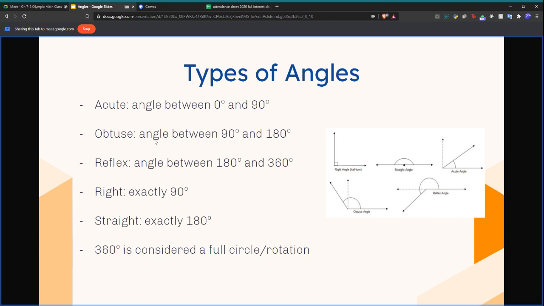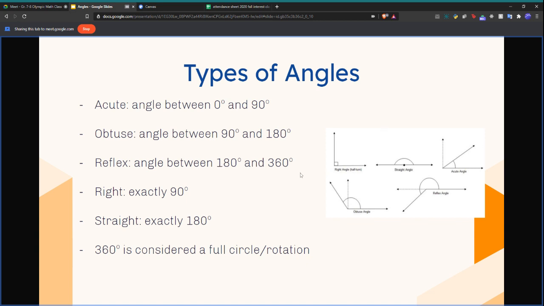So here I have 6 types marked. The first one is an acute angle. Acute angles are angles that are between 0 degrees and 90 degrees, but not 0 or 90. So it can't be inclusive. Can't include 0 or 90. Obtuse is an angle between 90 degrees and 180 degrees, but it can't be either one of those values. And a reflex angle is just an angle between 180 degrees and 360 degrees.